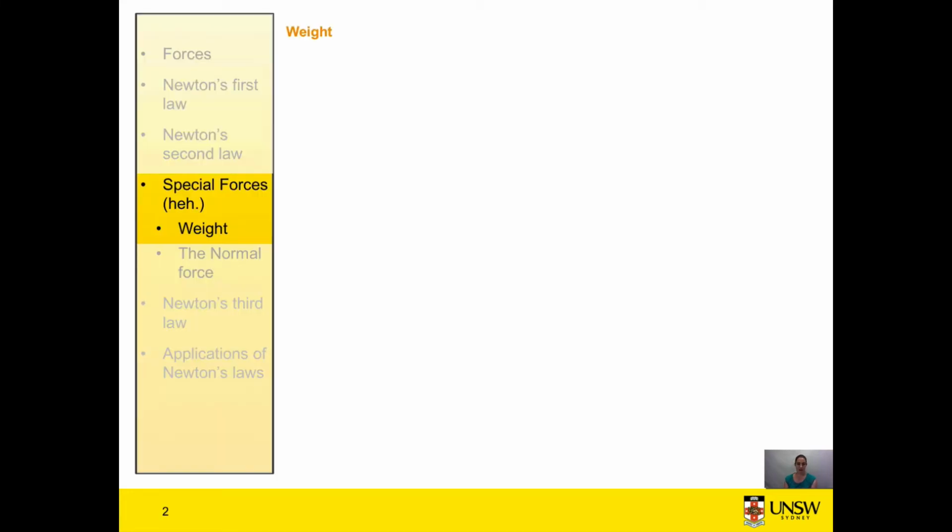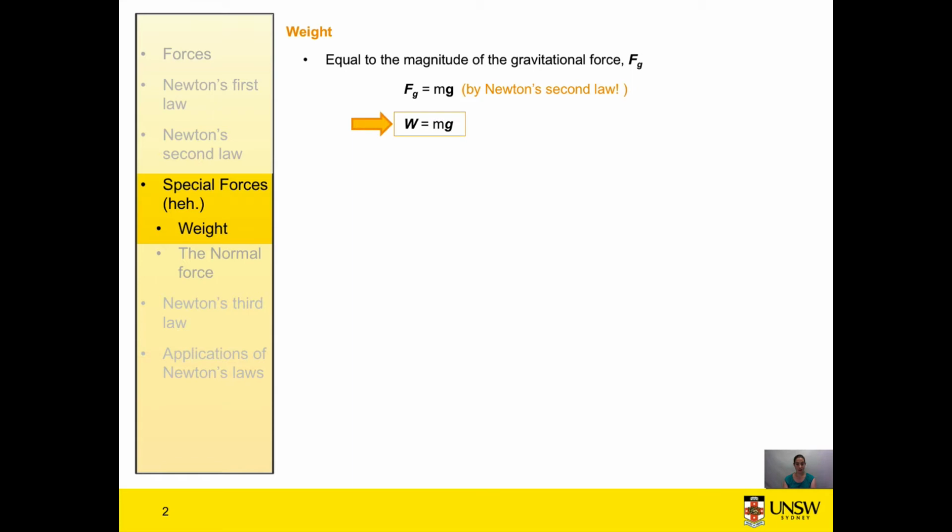Weight is a term that we use every day, but in an everyday context we use it incorrectly. Hopefully by the end of this video you'll be able to tell me why. Weight is the gravitational force on an object. And we know by Newton's second law that the force due to gravity is equal to the mass of the object times the acceleration due to gravity. That gives us our equation for weight. Since the weight is a force, the units of weight are also newtons.